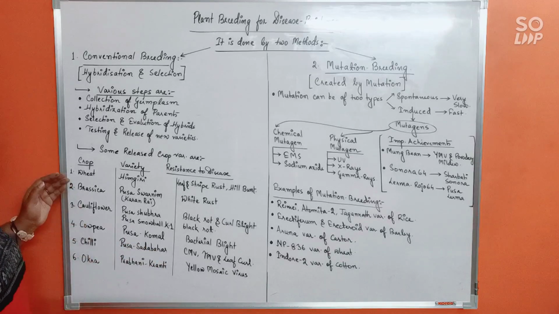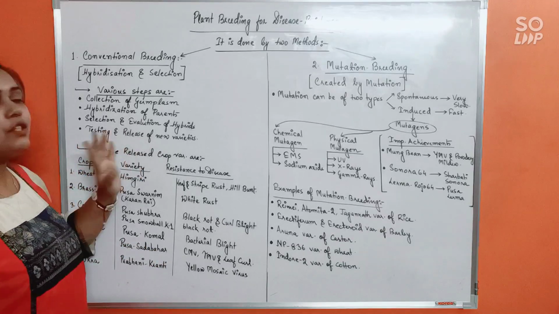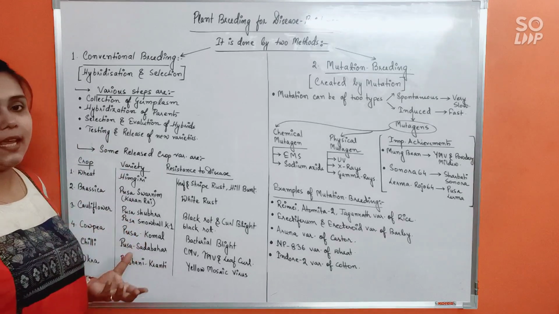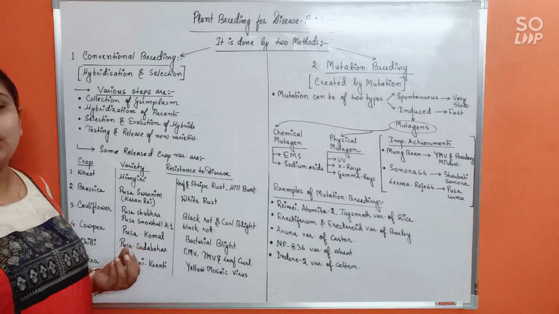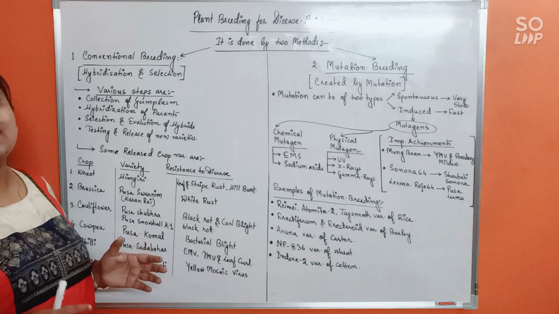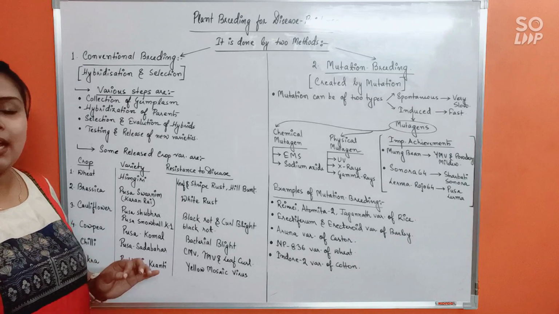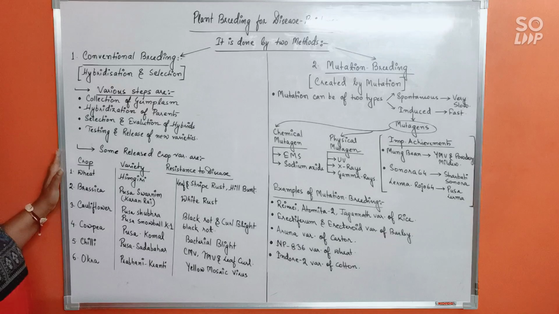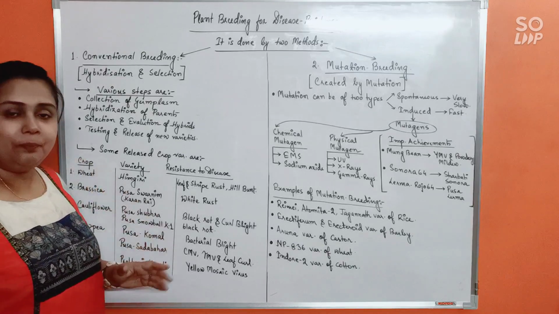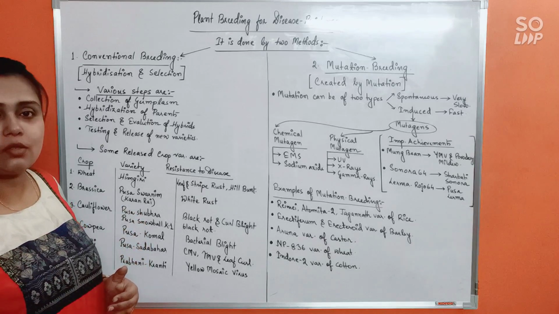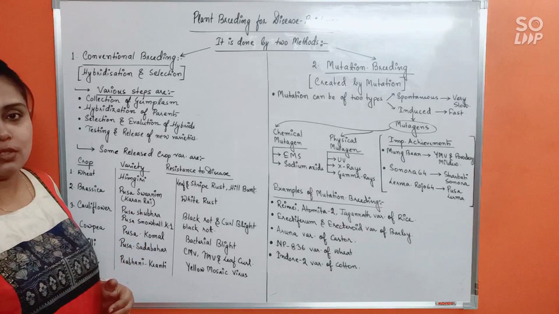Finally, testing and release of new varieties. Testing is done by ICAR, the Indian Council of Agricultural Research, and the release of the seeds is done by NSC, the National Seed Corporation. So by this conventional method of hybridization, we can produce hybrids which will be disease resistant.